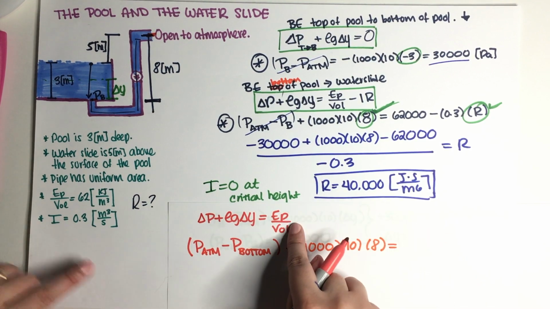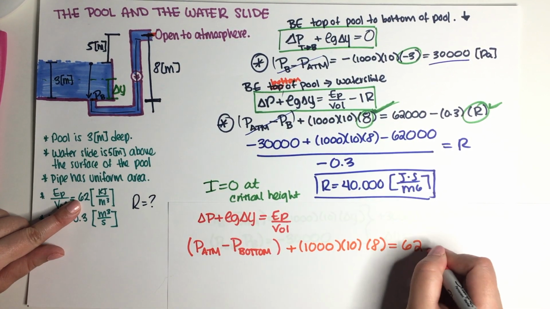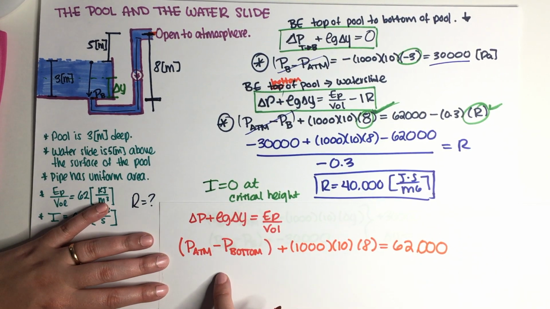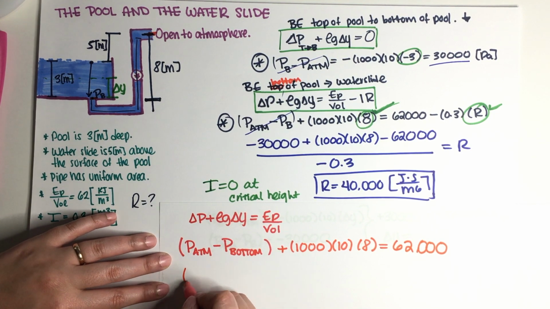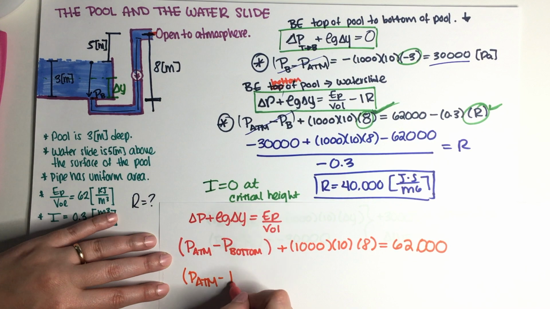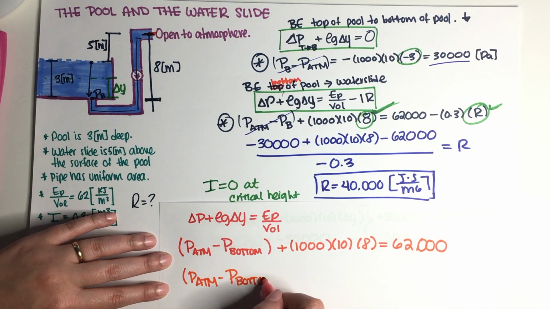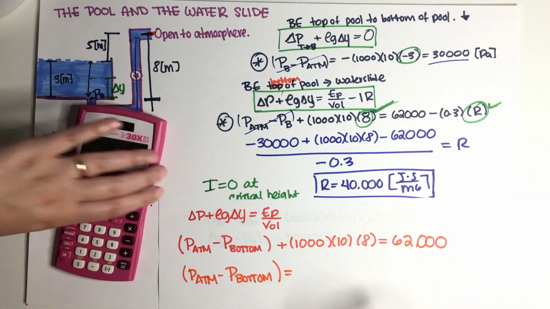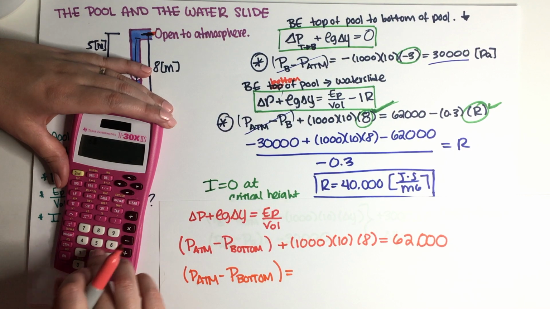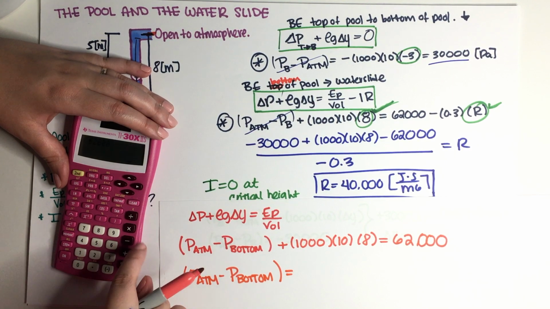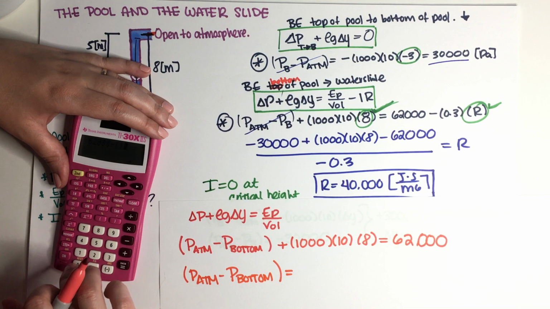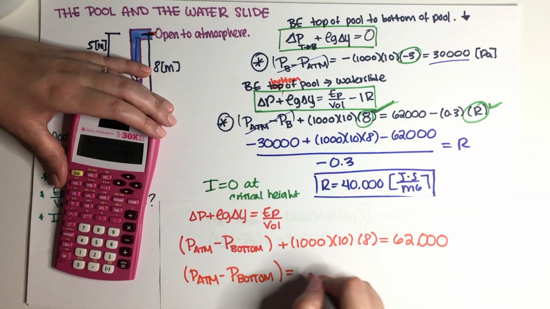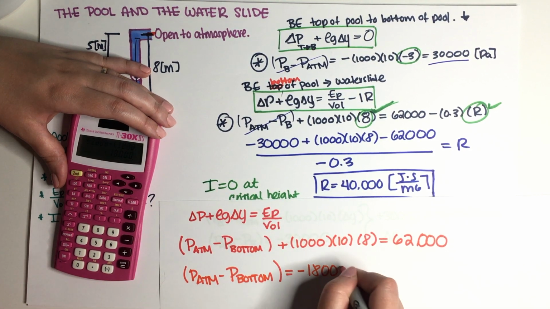And the pump is still the same pump, so this is still 62,000. So now this delta P is just equal to 62,000 minus this number. So I'm just going to calculate that really fast. So this is 62,000 minus 1000 times 10 times 8. So this is negative 18,000.